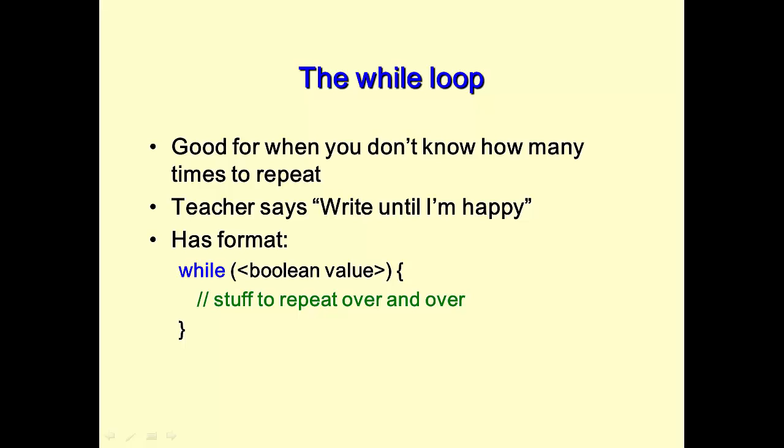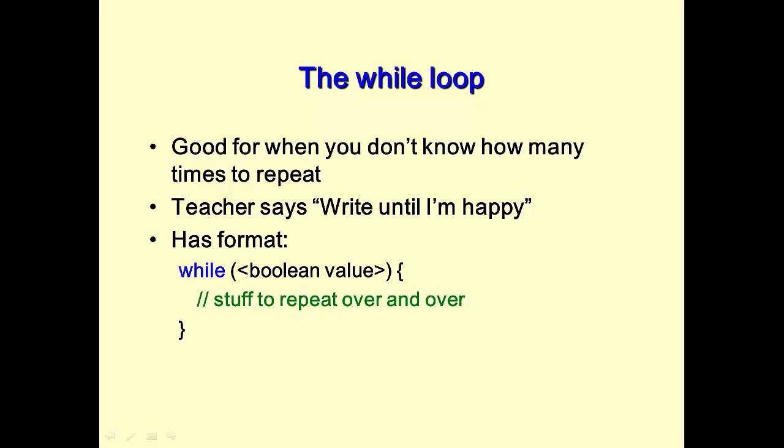So the next thing that we're going to look at is the while loop. And this is good when you don't know exactly how many times you're going to repeat something. For example, if the teacher says, I want you to write until I'm happy, then that's slightly different from what we had seen before, where we knew we needed to start at 1 and then finish at 1,000. The structure of a while loop is different than a for loop, though.